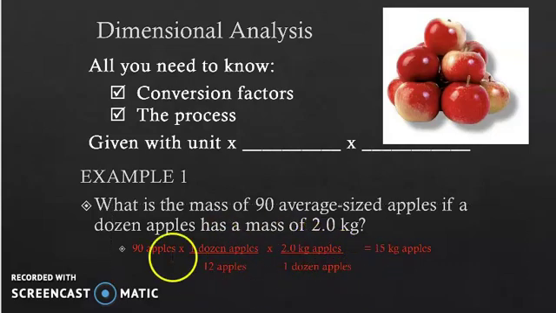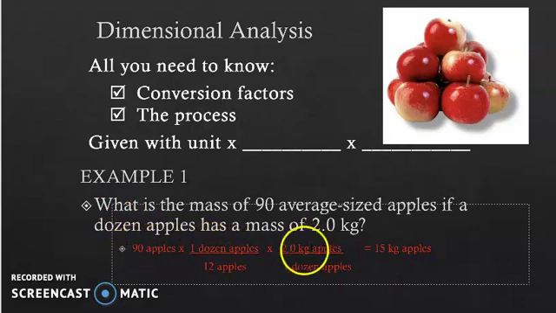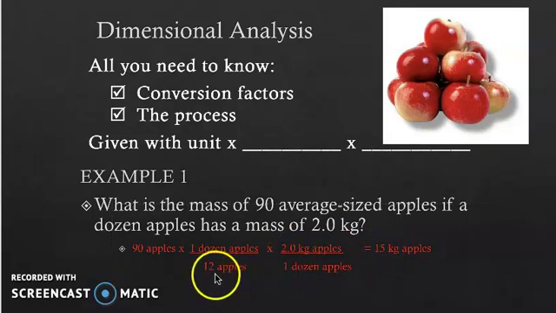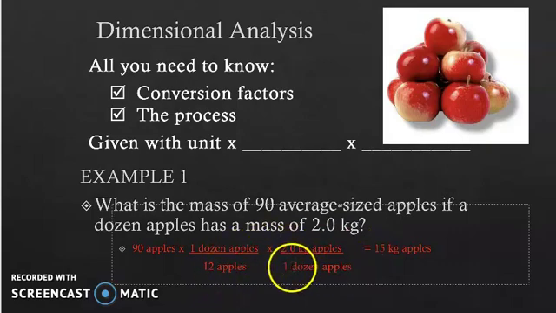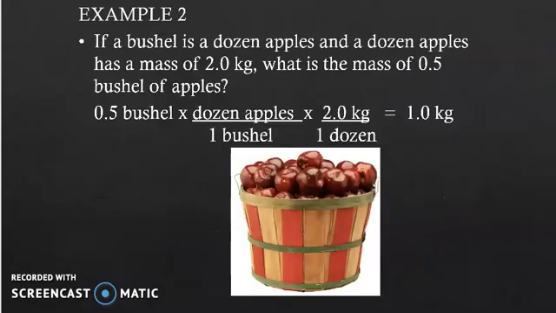After I do all this, I multiply everything across the top. So 90 times 1 times 2. And then divide it by 12, divide by 1. And I get 15 kilograms of apples. Here's another example for you just to see if you want to look at really fast.